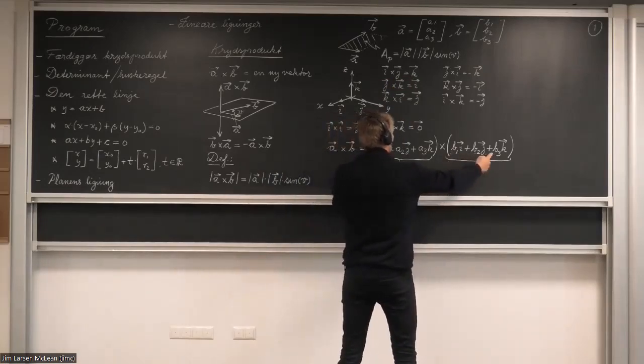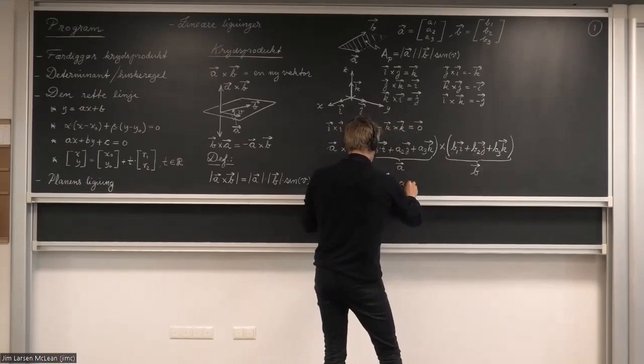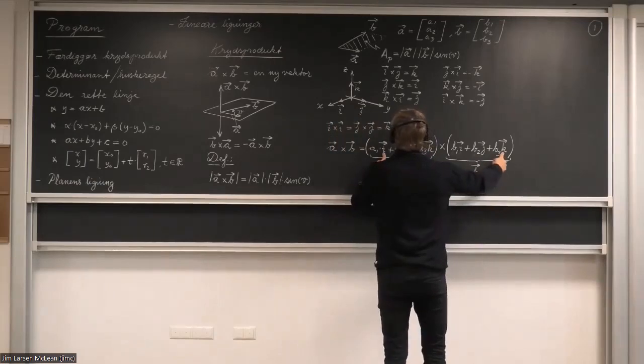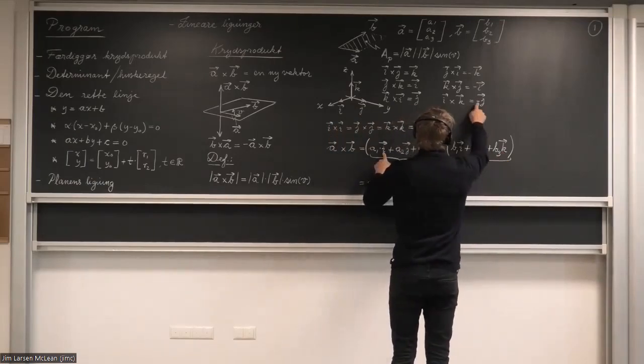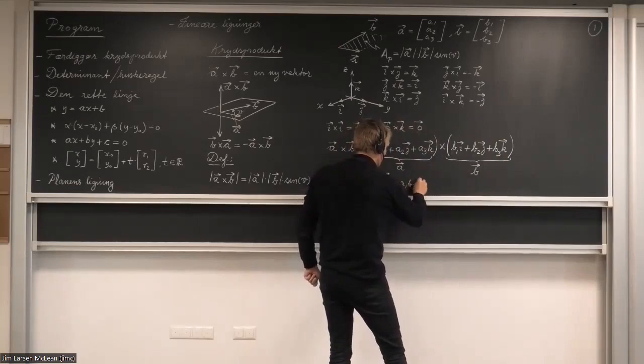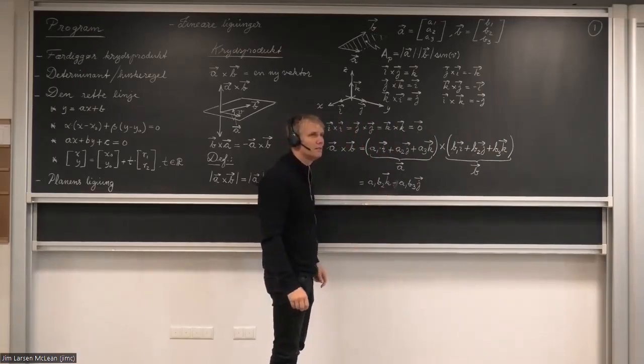And then I continue. Now I've taken this one and that one, and then I take this one and that one. Then A1 B3, and what does it say? i cross k, that gives minus j. So this should be a minus. And then it should say j.